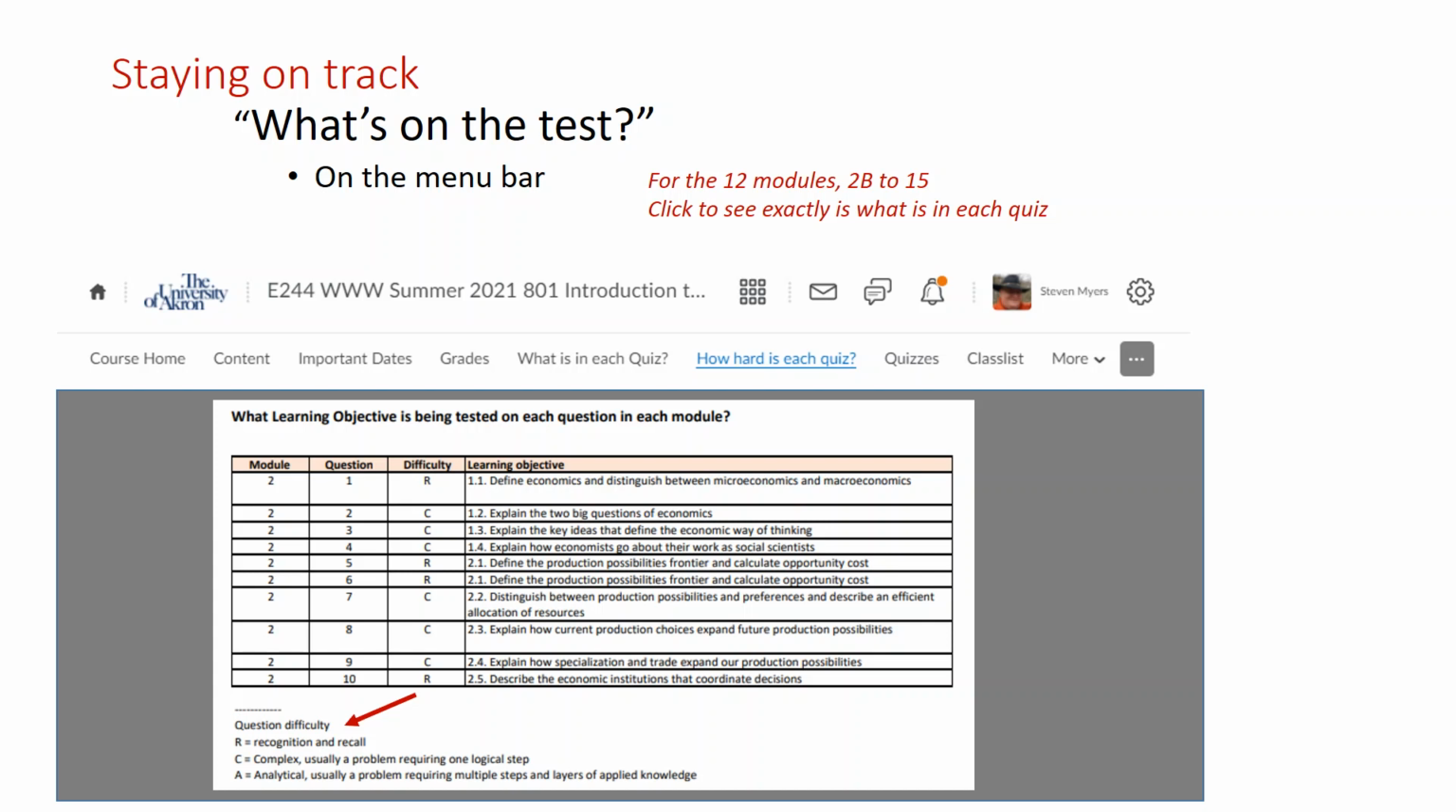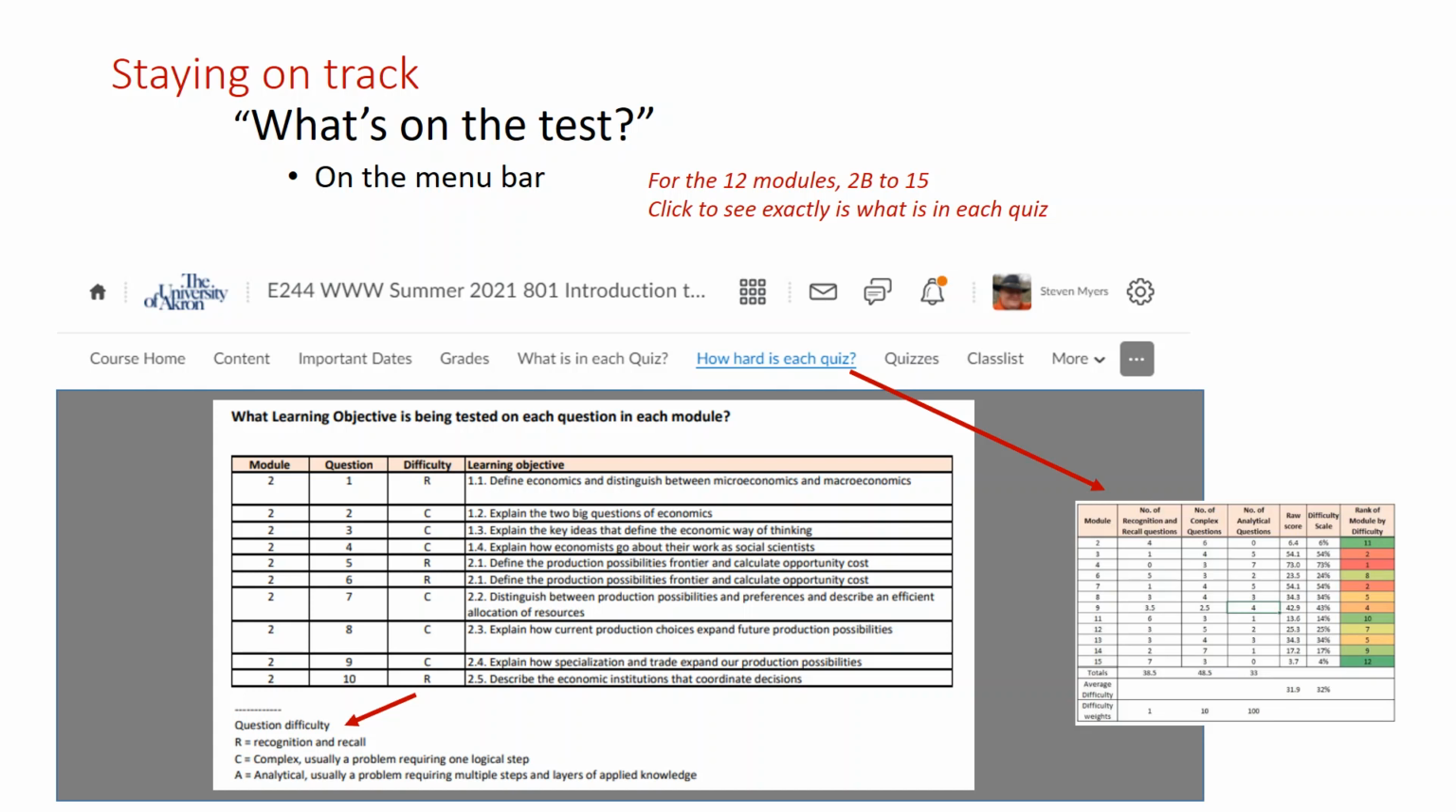Now you see another link on the menu bar, which is how hard is each quiz. I know you can't read that, I'm not expecting you to, but if you take a look at that, you will see an actual accounting of how many recognition and recall, how many complex questions, how many analytic questions, and what that overall difficulty is if we say a recognition recall has a difficulty of 1, a complex question has a difficulty of 10, and an analytic question has a difficulty of 100. Just a weighted average, and you'll see that module 2 is one of the easier ones, and module 4 is the hardest. So it just gives you an idea of what you're looking at in terms of the level of analytic questions and so forth. May or may not help you, but it's there for your information.